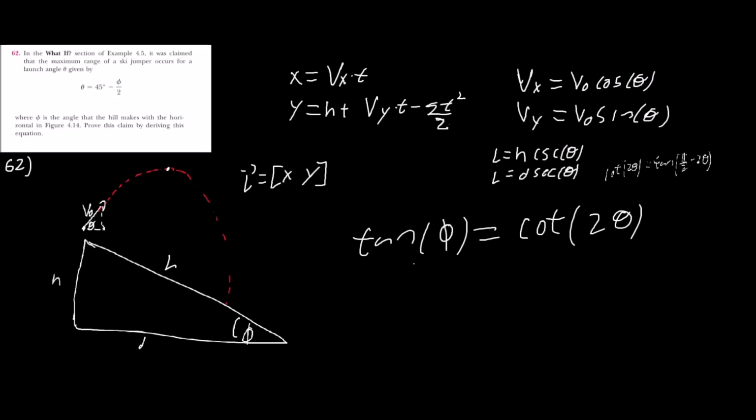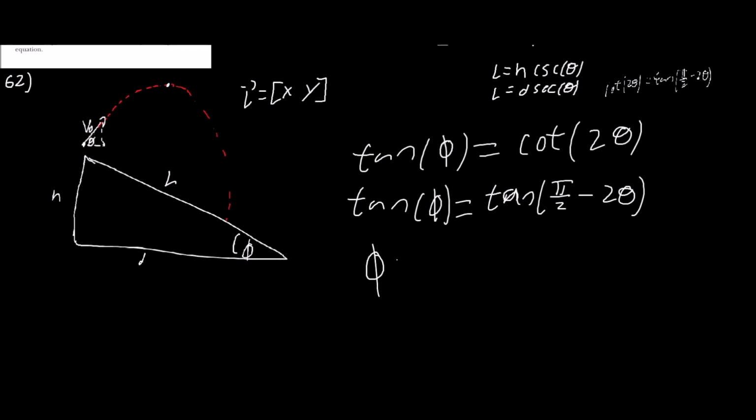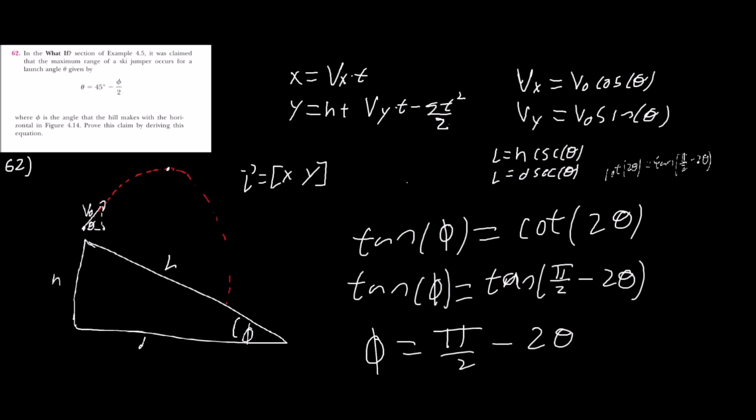So let's take this identity and replace it. So tangent of phi is going to be cotangent of, or in this case, tangent of pi over 2 minus 2 theta. This is what we need. This is the key point right here. So now, since we have them all in the same trigonometry, which is perfect, let's just say that phi is depending on pi over 2 minus 2 theta. I don't know if this is correct, but let's see. It's not, but okay. But we're getting there.